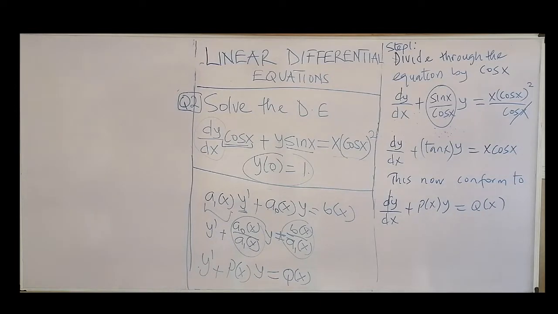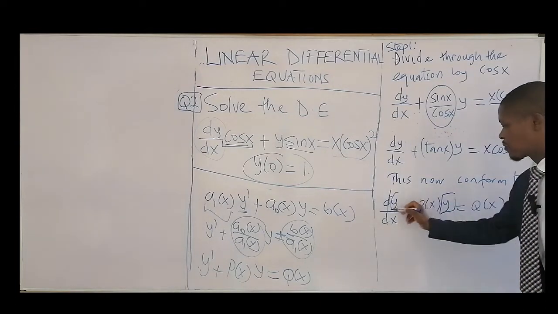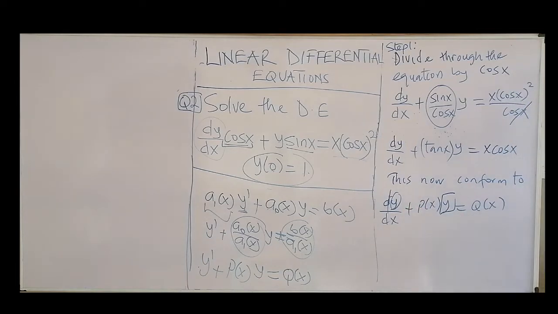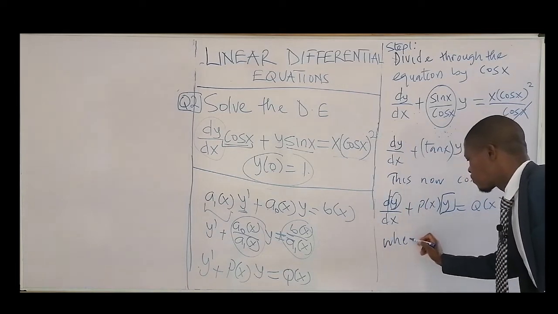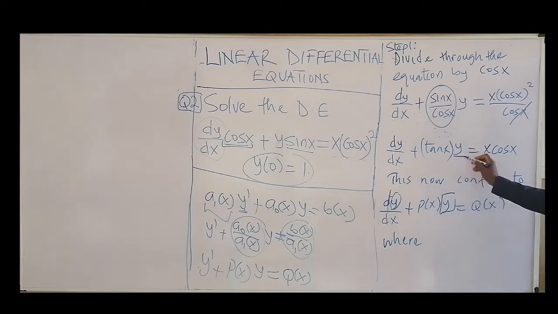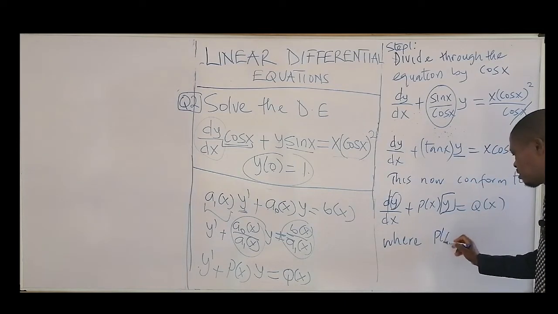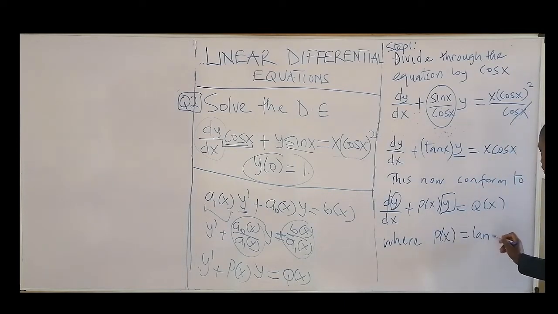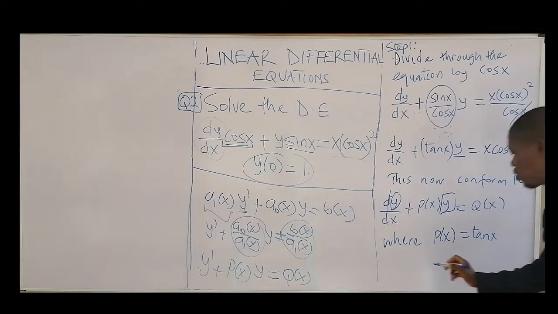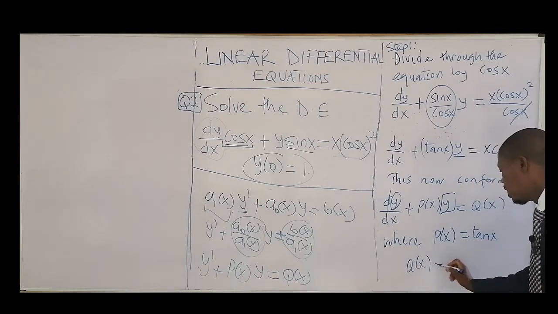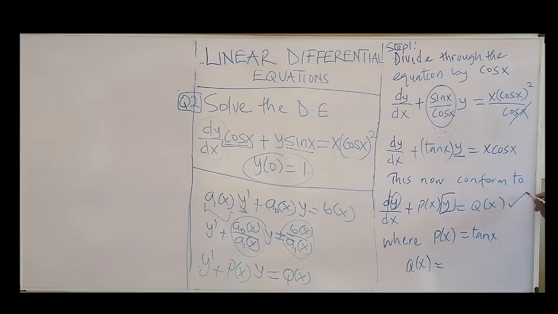So this is linear in y, where p of x, the attachment to your y, is equal to tan x. And your q of x, corresponding this given standard form to the question, is what?